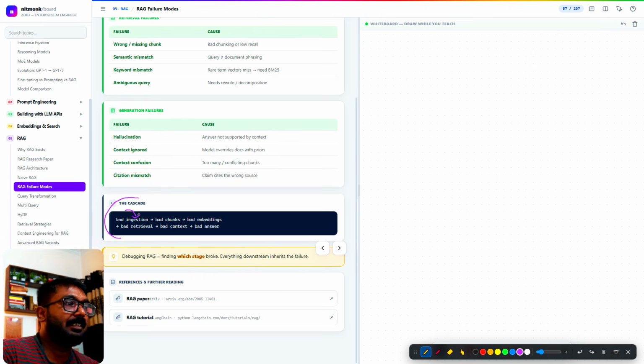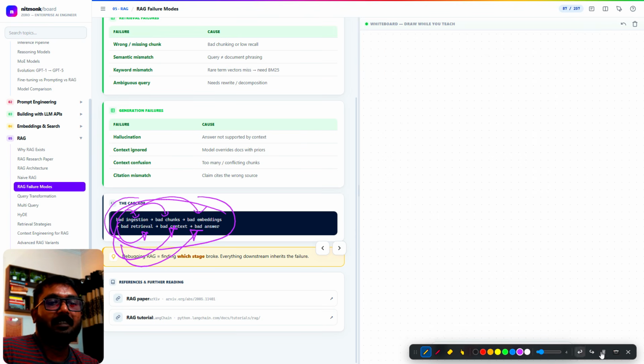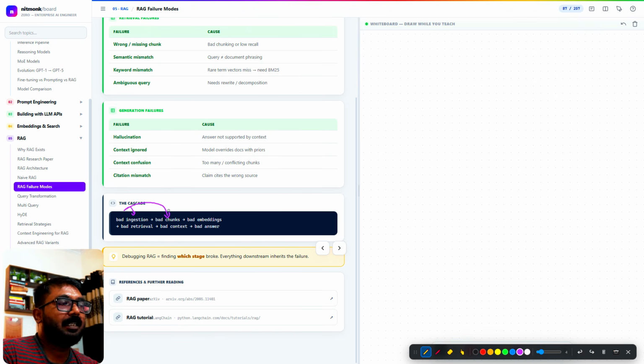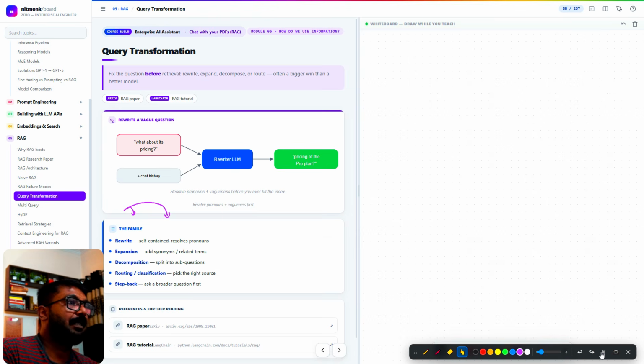The cascade is like this: bad ingestion happens, then bad chunk creation, then bad embeddings, then bad retrieval, then bad context, and then a bad answer. Everything becomes bad. Let's say you take a bad kind of PDF for ingestion. From that bad PDF you create bad chunks. From those bad chunks, the vector embeddings are bad. Then retrieval will be bad, then context will be bad, then the answer will be bad. That's how you should understand where RAGs can fail altogether.